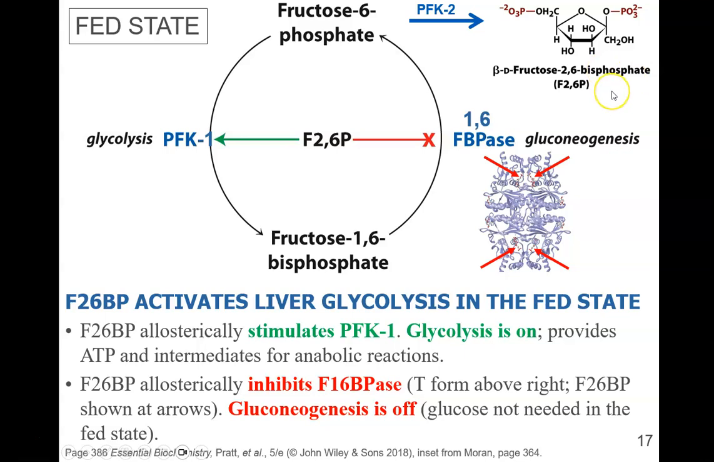So when the concentration of fructose 2,6-bisphosphate is high, it is able to stimulate PFK1, inhibit fructose 1,6-bisphosphatase. That means glycolysis is on and gluconeogenesis is off. And when we're fed, we want glycolysis to be on to make ATP and intermediates for anabolic or building reactions. But we don't need gluconeogenesis to be on. We don't need to be making glucose because we're eating glucose.